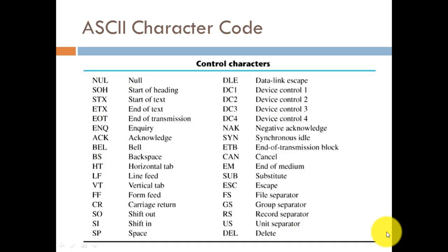So this particular table is showing the various control characters. NUL stands for null, SOH stands for start of heading, STX stands for start of text. So these are various control characters that can be used in ASCII code, and we have certain groups of bits associated with these control characters, that we had seen in our last slide.